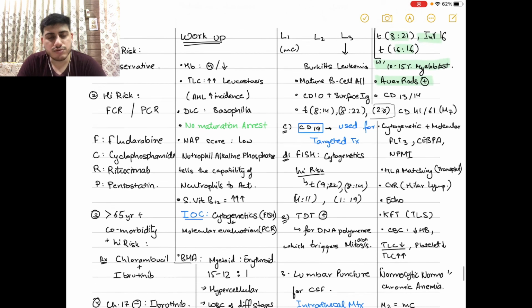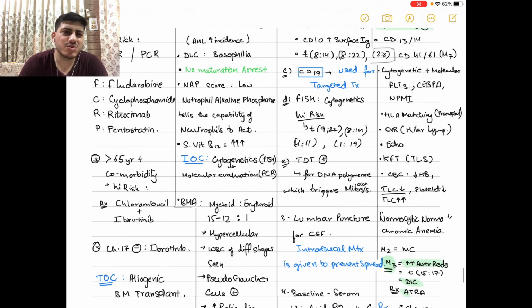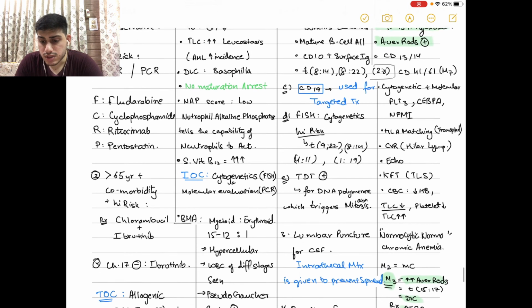Then CD13, CD14, CD41, CD61, which is associated with M7 type. So you just have to mug up these things, memorize everything, we can't do anything else.